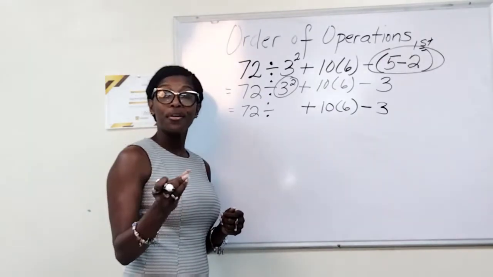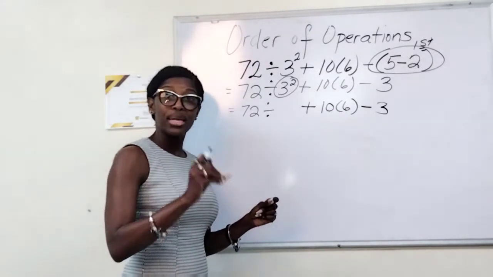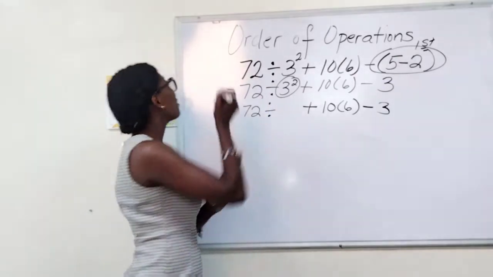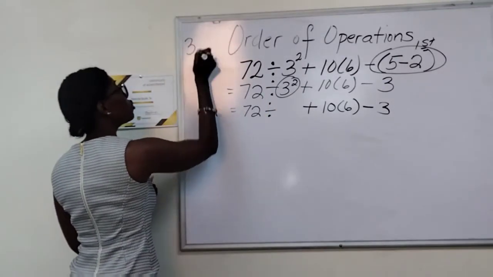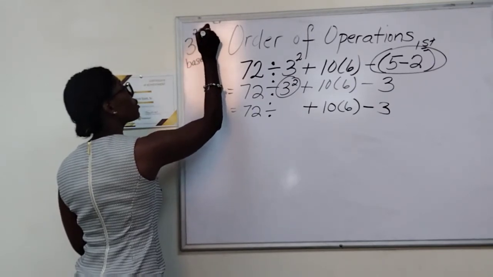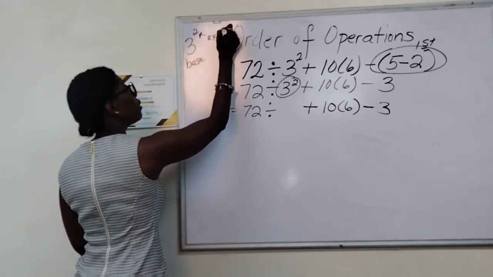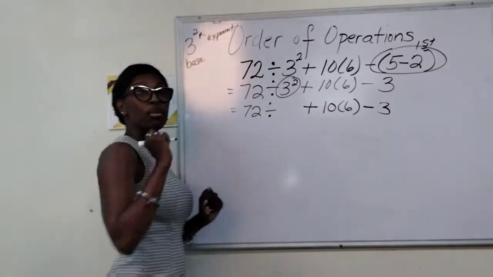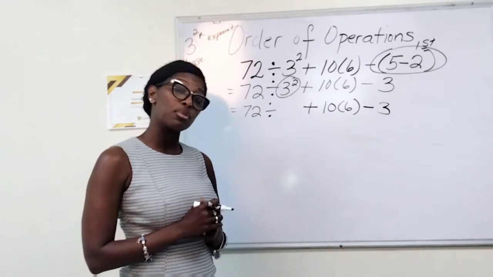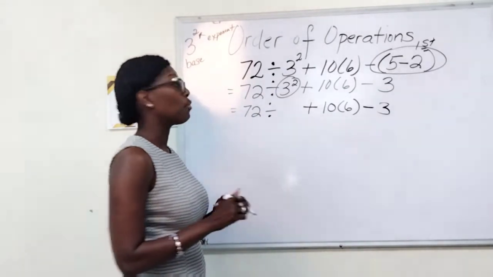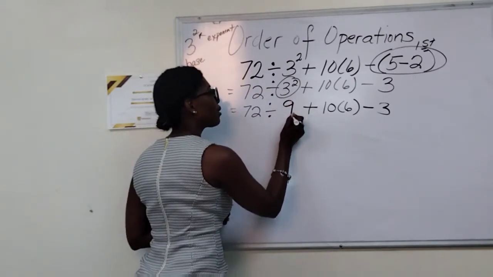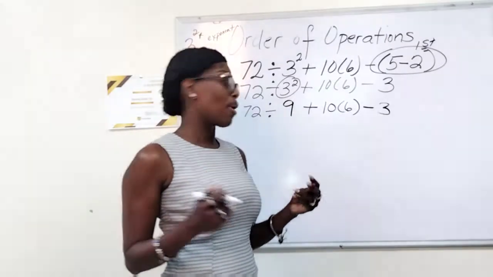So 3 squared is the same as 3 times 3. Remember, 3 is the base, and I'm going to put that over here just to remind us, and 2 is the exponent. If you remember from our last lesson, the exponent tells you how many times to multiply the base to itself. So 3 times 3 is 9. I'm excited because we're moving right along.